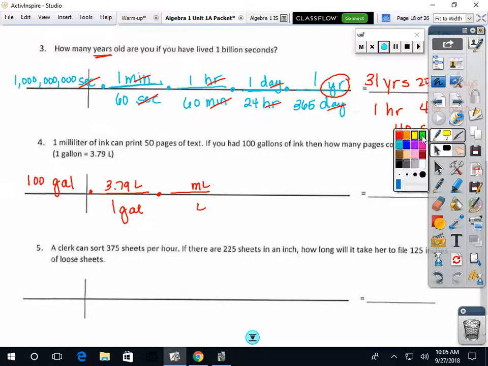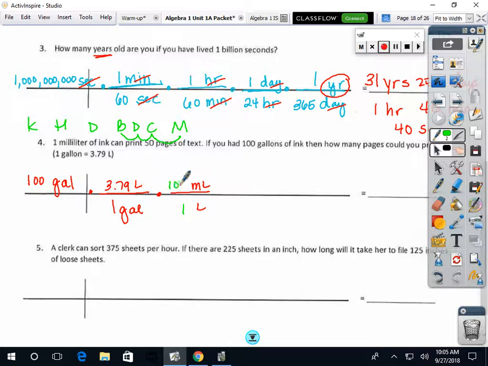That's where we have to use the King Henry died by drinking chocolate milk. And if we're going from 1 liter to milliliters, wouldn't that be, oops, not the B. Did I skip something? King Henry died by drinking chocolate milk. So we're going from the base of liters to milliliters, which is 1, 2, 3 to the right, which means we add 3 zeros after the 1. So now all I've done so far was take the 100 gallons and convert it over to milliliters. But we want to know how many pages it'll print if you can do 1 milliliter for every 50 pages.